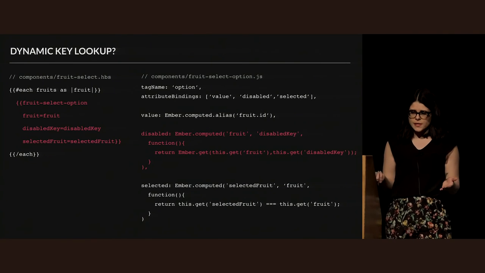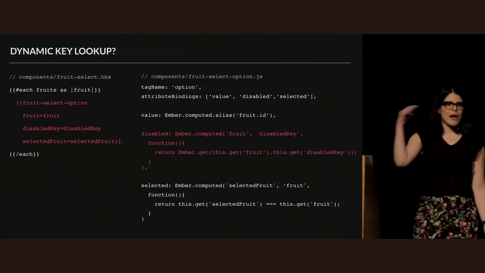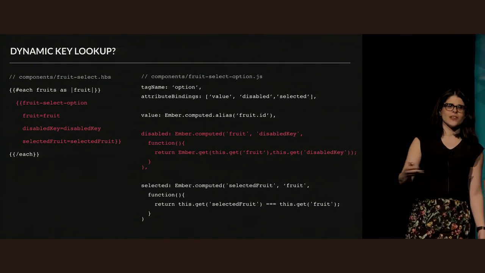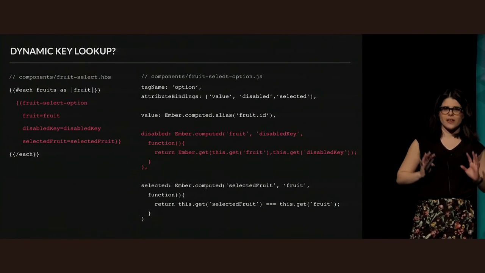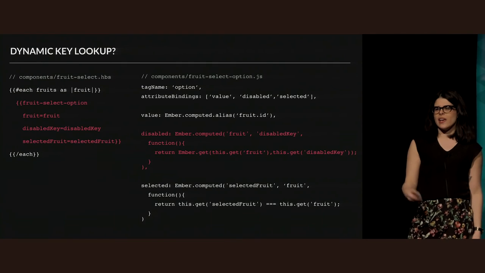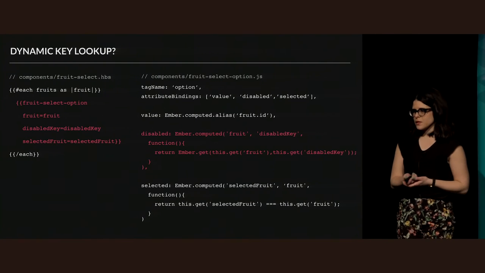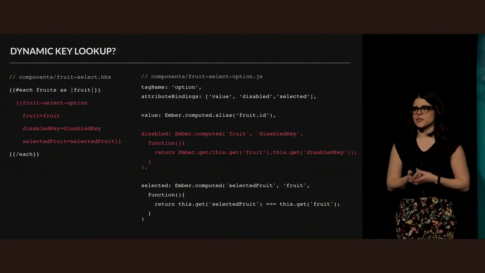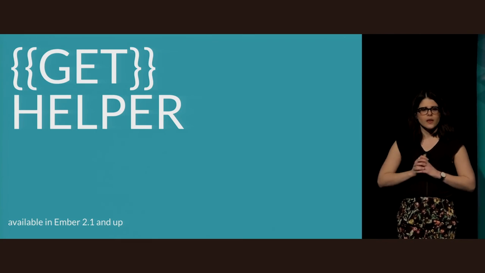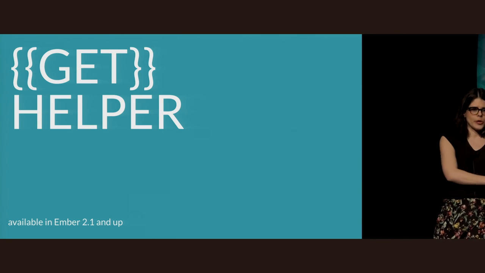So this works, but it's kind of a lot of overhead just to get a dynamic key, and you gotta pass a lot of extra stuff in so that that inner component knows about it. We gotta send everything in there. And your template is a little less readable than what we're used to seeing with just a simple option. So there's actually a really fantastic solution to that, and that is our friend the get helper.